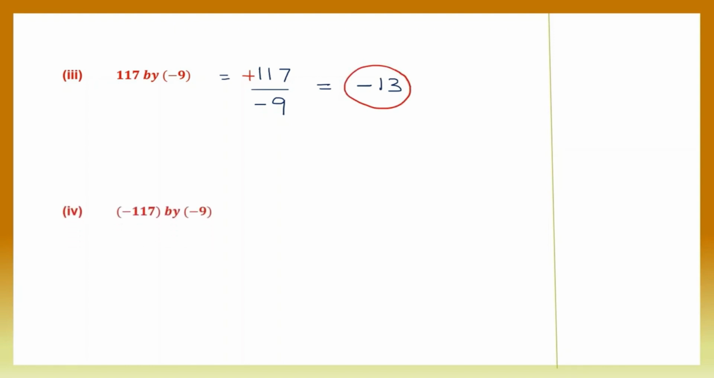Next one, here we have minus 117 divided by minus 9 here. So what has happened here? Here we can see both the signs are minus. Minus into minus is plus. Now we can even cancel the signs. Minus into minus is plus. So we can put the plus sign or we don't even have to put it, it's understood. 117 divided by 9 we already know is 13. So our answer to this question is plus 13.